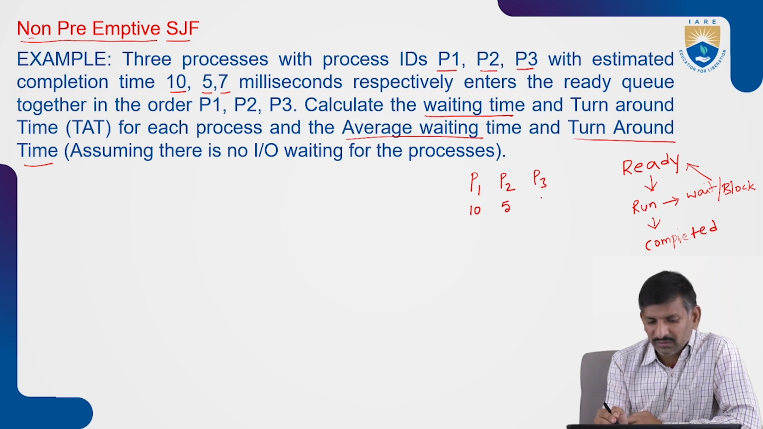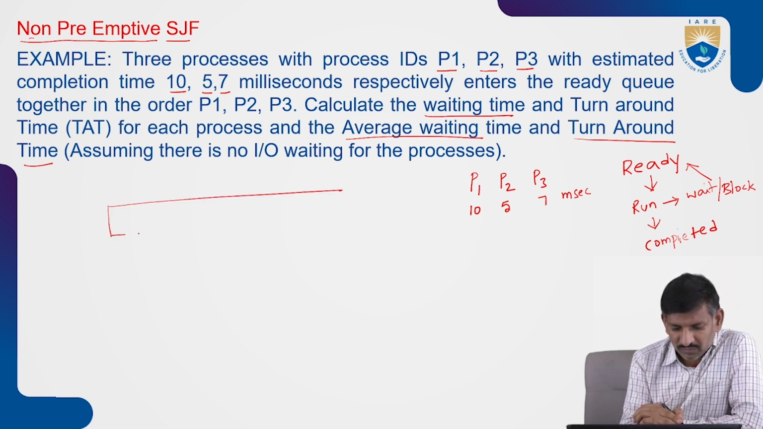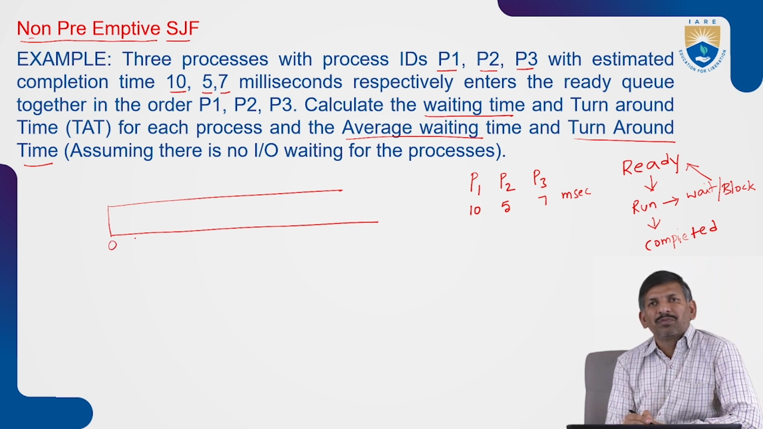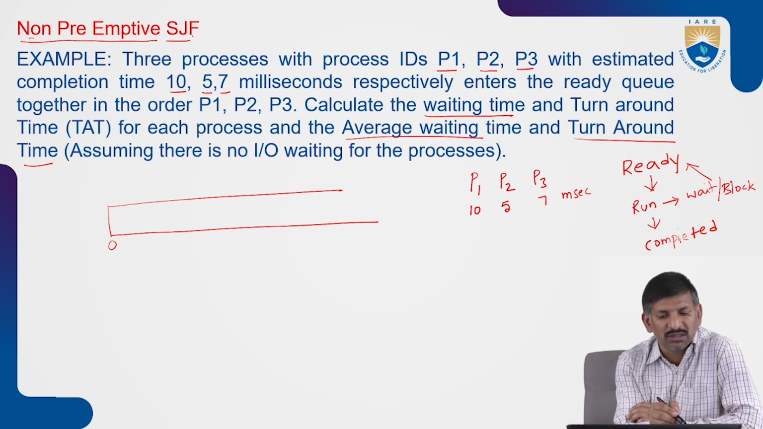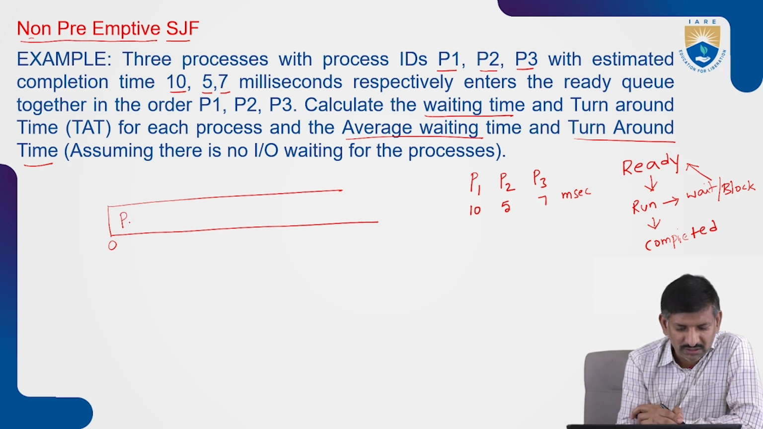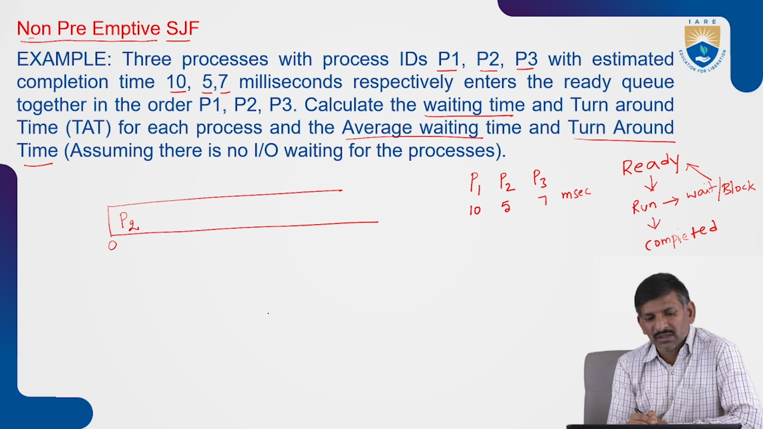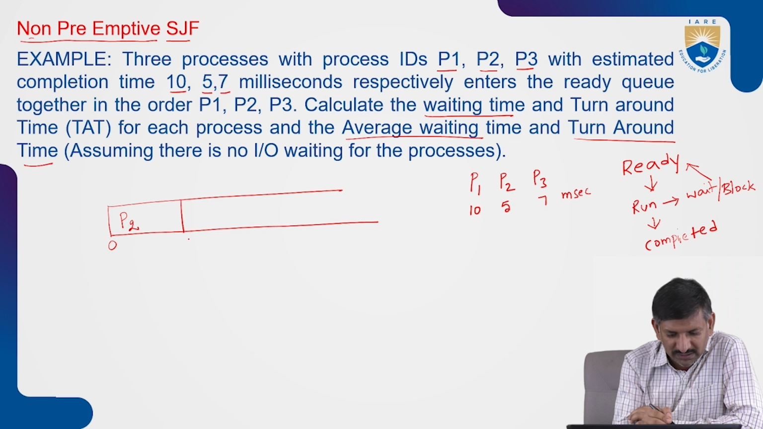So we are considering three processes P1, P2, P3 with execution times 10, 5, 7 milliseconds. Now we write the timing diagram. At time 0, the scheduler checks the ready state. P1, P2, P3 are available. As per shortest job first, the process having less execution time is scheduled first. P2 has the least execution time, so it is scheduled. Since it is non-preemptive, only after its completion is a new process scheduled. Its execution time is 5 milliseconds.